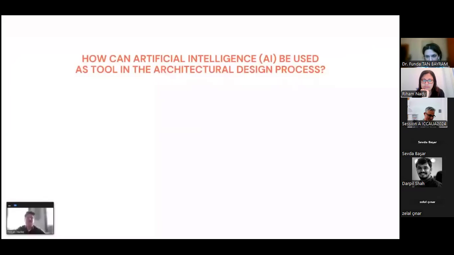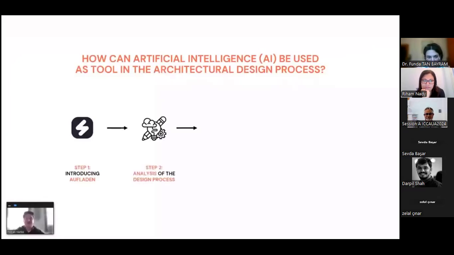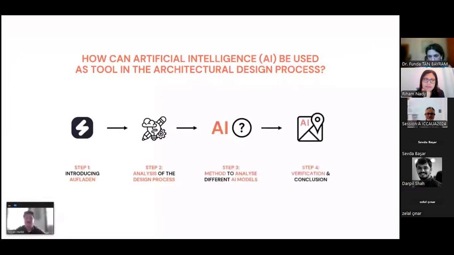At first, a short description of the presentation structure. We start with an introduction of the research project Aufladen and the motivation behind the topic. The next step describes the analysis of the design process and assignment of tools as a base to go on with the method. Step 3 shows the method of using AI as a tool in the design process to answer the question. And the last step shows the results and gives an outlook on this topic.